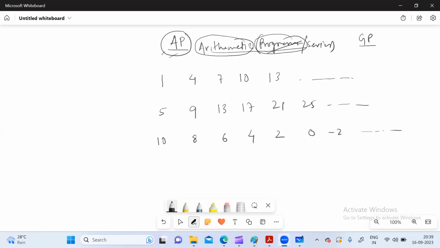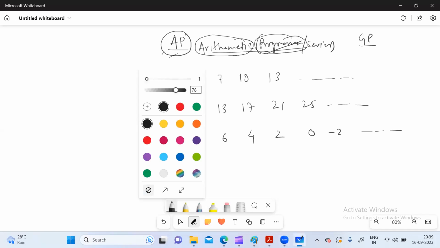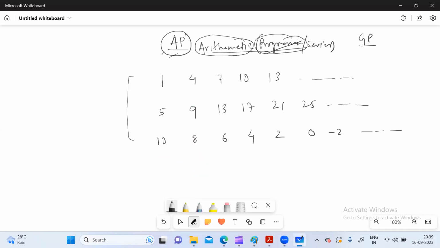Okay, so tell me, what feature do you find in these three series? What common feature, what common thing can you observe in these three series? Let me ask the very new student, Krisnika. You tell me what the common thing is that you are finding in these three series. Can you tell?